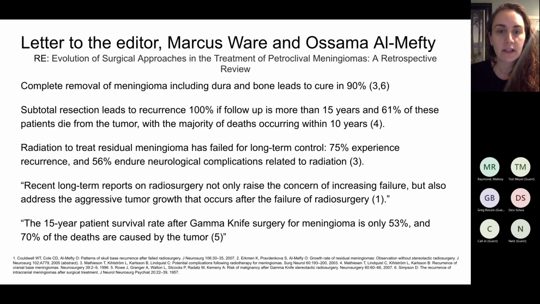They also said that radiosurgery has increasing concern for increasing failure, but also can lead to aggressive tumor growth after the failure of radiosurgery, and that the 15-year survival rate after gamma knife is only 53%, and 70% of those deaths are caused by the tumor.